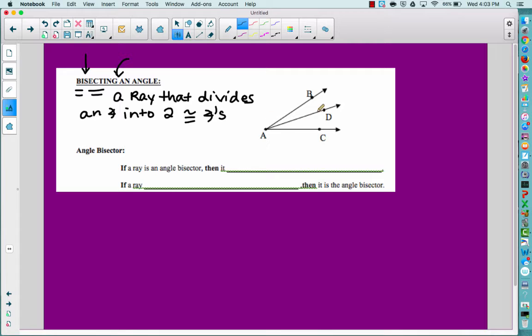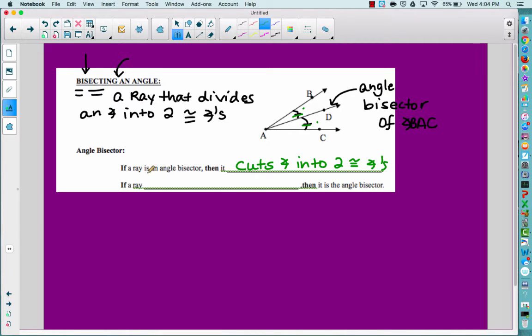Two congruent angles, okay? So in this case, we would say that AD is an angle bisector of angle BAC. Okay? That makes this angle congruent to this angle. Now look, I used those hash marks. So you got to be really careful. Those little hash marks we put in the arc of the angle, that means this angle here is equal to this angle. So if a ray is an angle bisector, then it cuts the angle into two equal or congruent angles. And if a ray cuts an angle into two congruent parts, two congruent angles, well then it is the angle bisector.